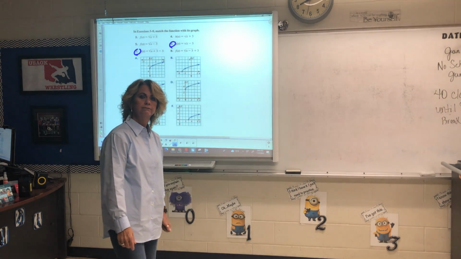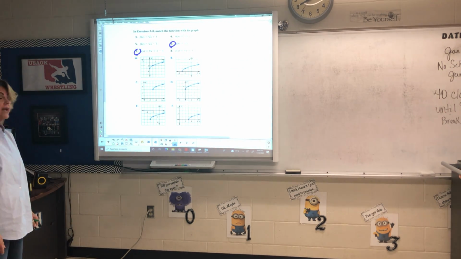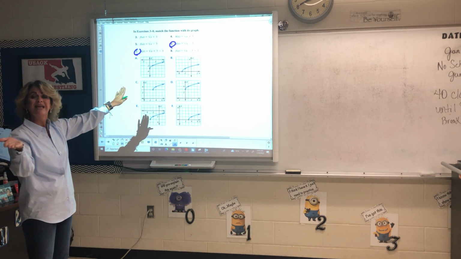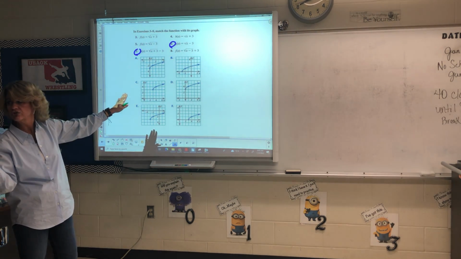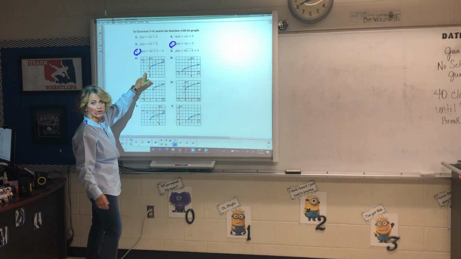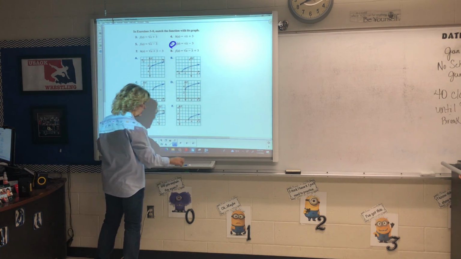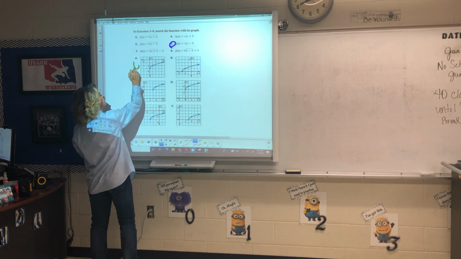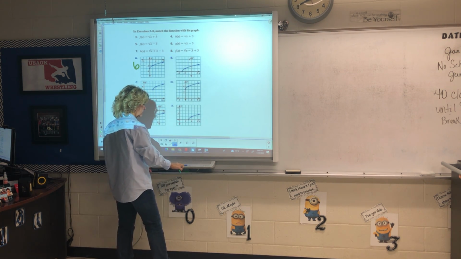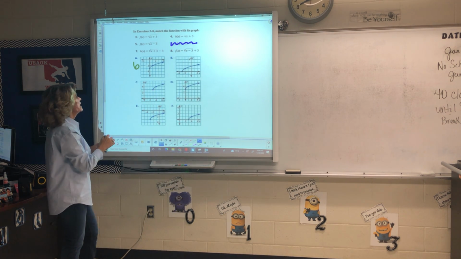Because 7 would move left 3. Right. 7 has something grouped with X. Yes or no? Means I have a horizontal shift. Right or wrong? Does this have a horizontal shift? No. So A goes with which number? 6. There's 6. Everybody with me so far? Okay, so 6 is gone. Is that okay? Okay, so let's go with B.